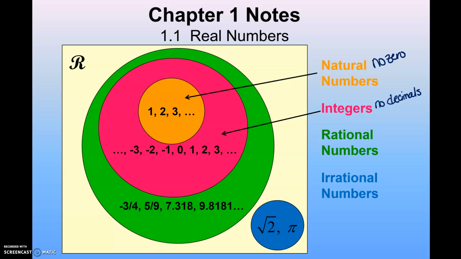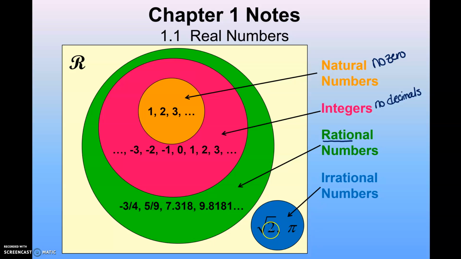Rational numbers, the root of the word is ratio, which means fraction. So rational numbers are decimals that either terminate, so they end, like 2.4, it ends, so that's a rational number, or it's a repeated decimal, like 0.81818181. If it has a pattern like that, that is a rational number. Ultimately, if you can turn it into a fraction, it's a rational number.